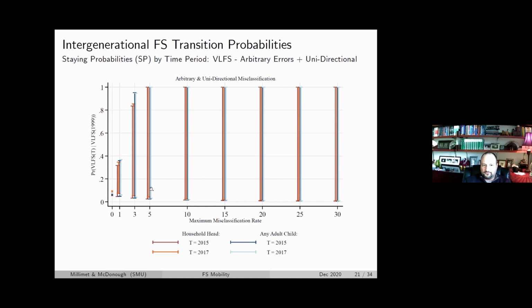And if we allow for 5% of the sample to be misclassified, then the bounds already go from 0 to 1. The reason is that a very small fraction self-report as being very low food secure in the data. So if only 3% of the sample reports being very low food secure, and you're allowing 5% of the sample to be arbitrarily misclassified, then all of a sudden we can't say anything.